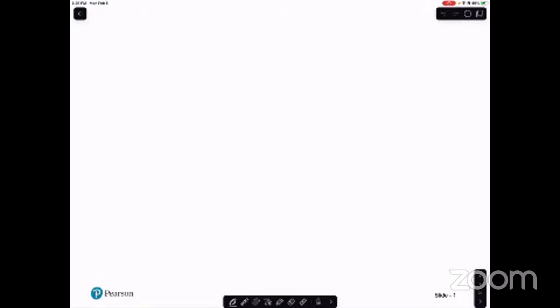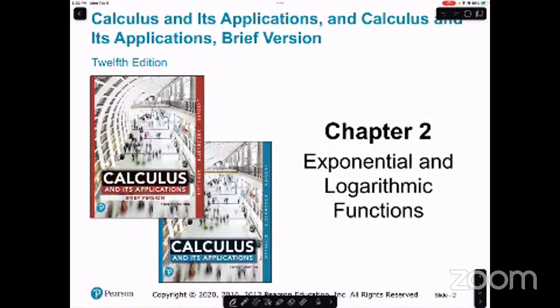Then we got past it. Then we started looking at differentiation techniques, like the power rule, chain rule, product rule, quotient rule, all that kind of stuff. So that was an introduction to differentiation. Here with chapter 2, we want to take it a little further and apply differentiation techniques to exponential and logarithmic functions.